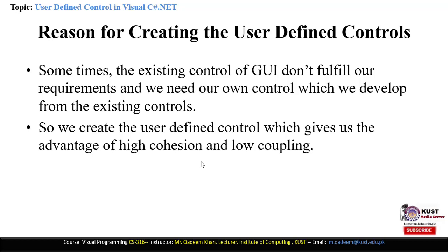So we can create the user-defined control, which gives us the advantage of high cohesion and low coupling. In high cohesion, we keep all related components together, while in low coupling, we in fact separate all those components which are unrelated with each other, and we make separations or distance between them. So this is a golden rule in software development in which we obtain code reusability, and also we obtain relationships between different components in our program.